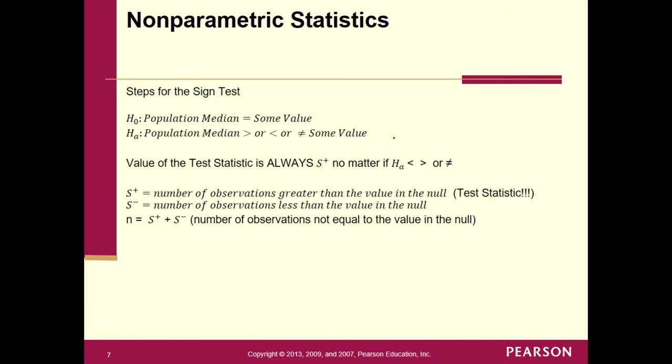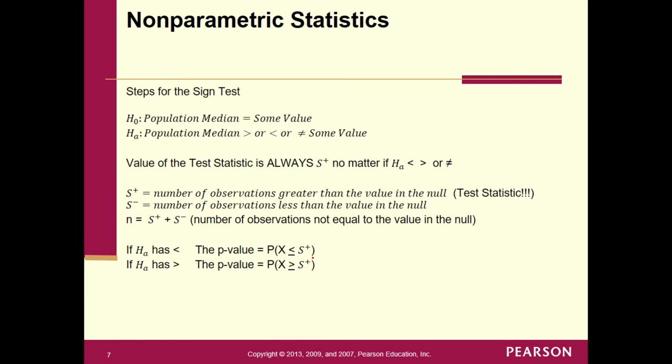So if you have observations that are exactly equal to the null, basically they get thrown out because it doesn't give us any evidence that the median would be greater than or less than that value in the null. All right, so you throw them out. So n is the number of observations not equal to the value in the null. All right, so if H sub A has a less than sign, the p-value is equal to the probability that X, I'll get to X here in a second, is less than or equal to, and that's not a mistake, less than or equal to S plus.